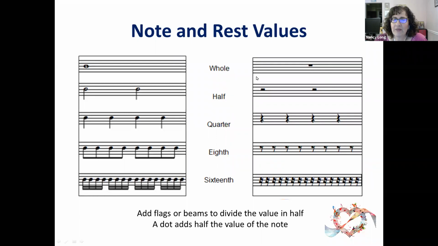On the right side, we have our rests that are equivalent to the notes on their left. So this is a whole rest. It is equivalent to 4 beats of silence. We have a half rest that is equivalent to 2 beats of silence. And you will see that the whole rest and the half rest look an awful lot alike, and it's sometimes hard to tell them apart.